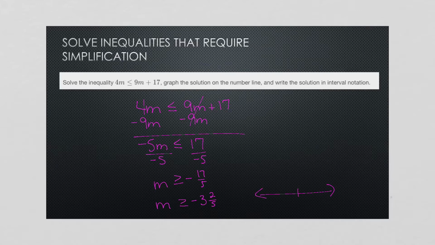So I've got, let's see here, I'm going to put negative 3 here, I'm going to put negative 2 here, negative 4, and negative 3 2/5 is almost a negative 3.5, but not quite. So it's about right here, and above that I'm going to write negative 3 2/5, and this arrow points to the right because I want the numbers greater than negative 3 2/5. And now you're done.